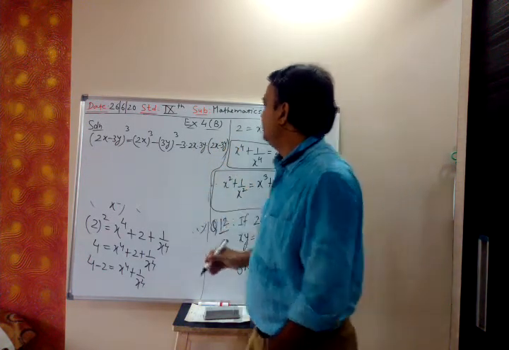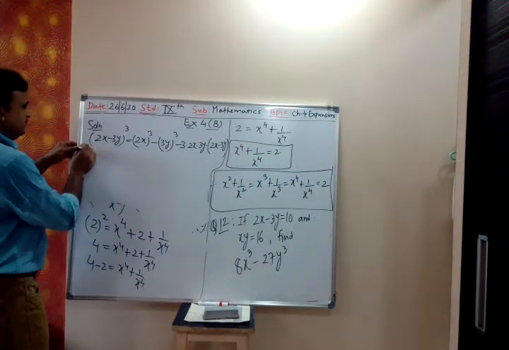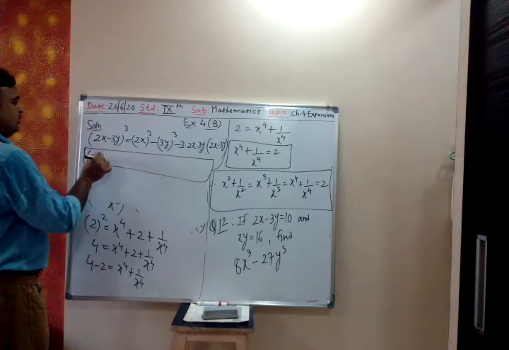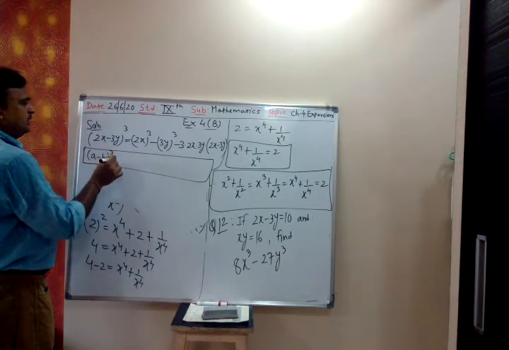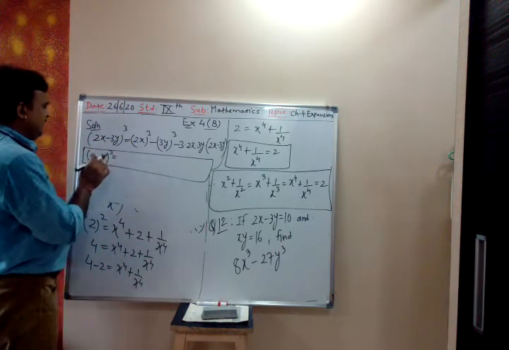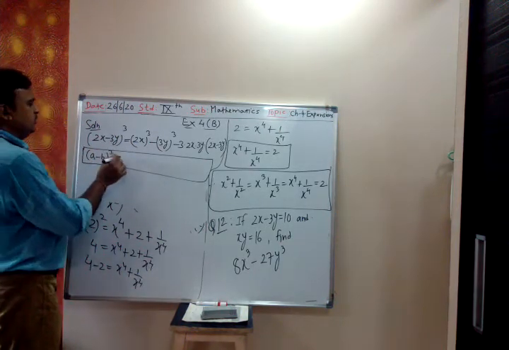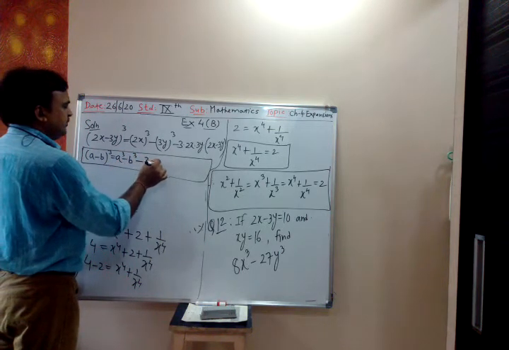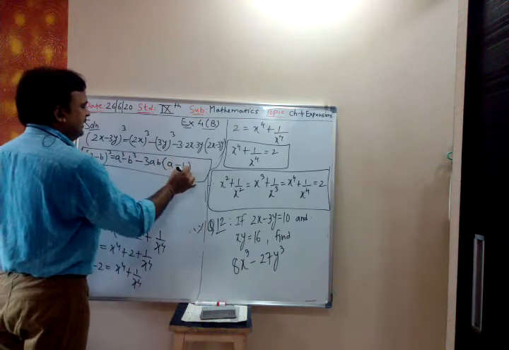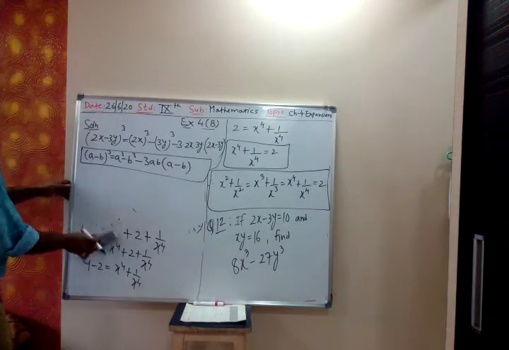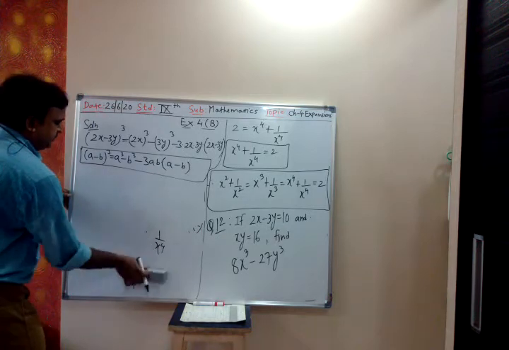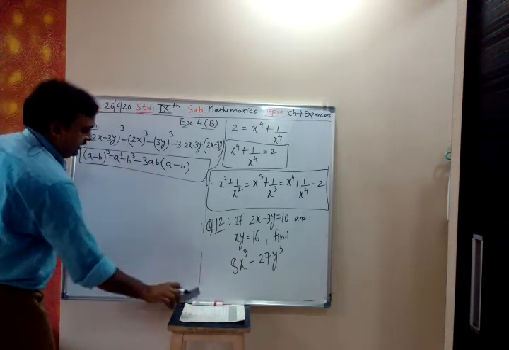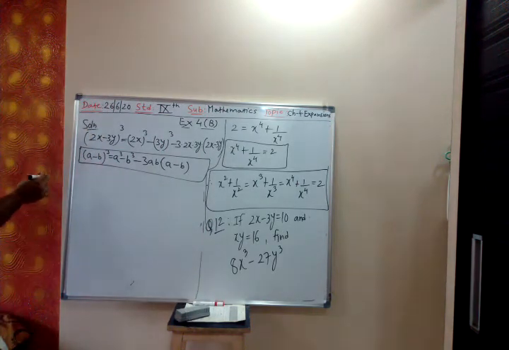Let me write the formula if you want. This formula, a minus b whole cube: a cube minus b cube minus 3ab into bracket a minus b. This formula I had already given. Are you getting? So a minus b whole cube formula we had applied.